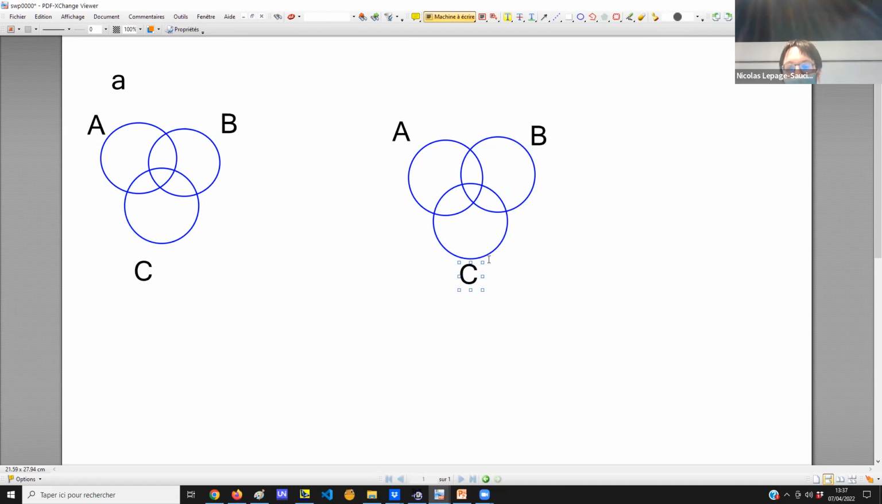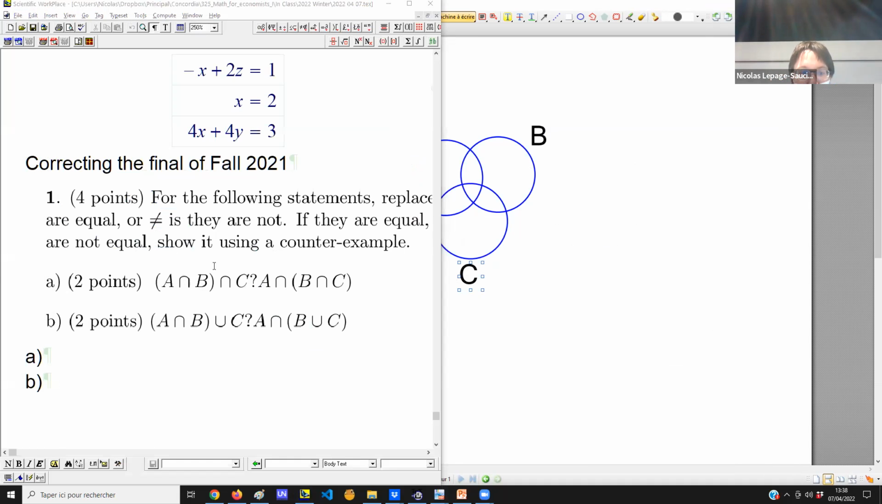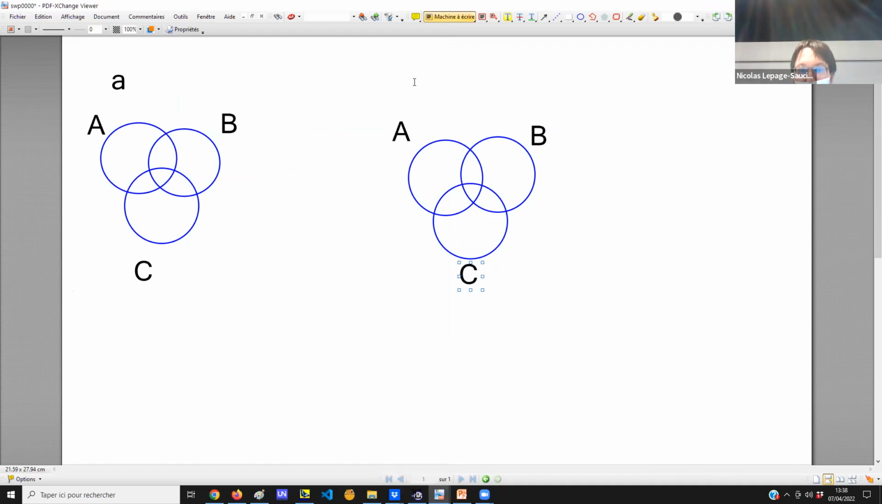Of course, if at the exam you're not sure if they are the same or not, start with Venn diagrams. Then if you find out they are not the same, that would be kind of perfect. I couldn't remove a lot of points. If I'm telling you, please give me a counterexample, then that's what you should do for full points. But if you show me with Venn diagrams that they're different, I'm still quite happy with it. So that's A inter B, A inter B inter C. So A inter B is this.